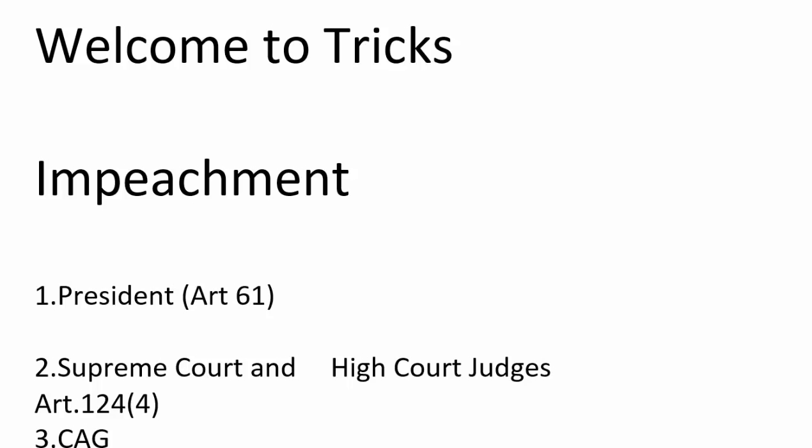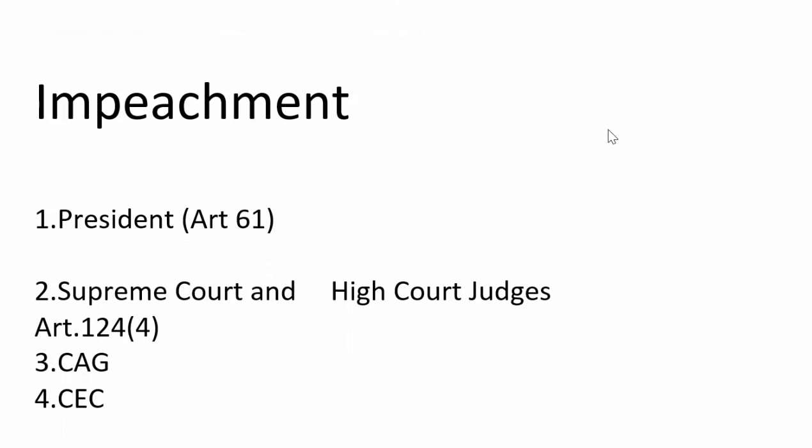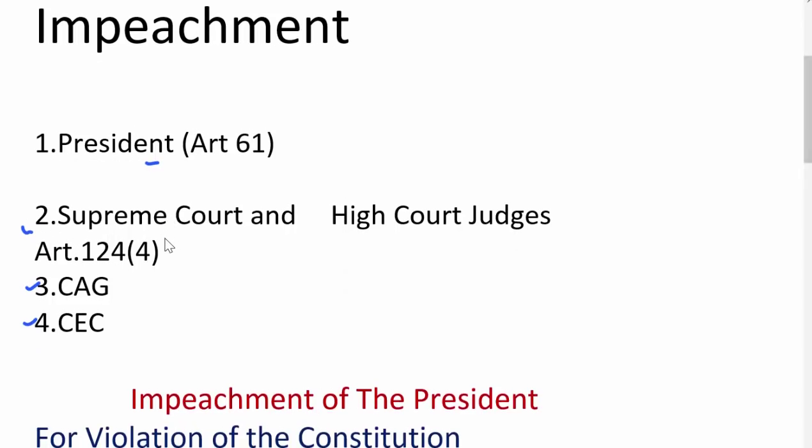Impeachment process is used for the removal of not only the president but also for the removal of Supreme Court and High Court judges, Controller and Accountant General and Chief Election Commissioner. However, the removal process of Supreme Court and High Court judges, CAG and CEC are a bit different from that of the president. Here in this video, we will try to understand each one of them separately.